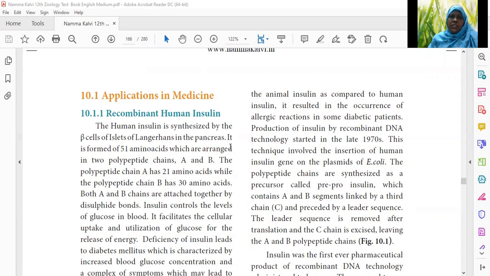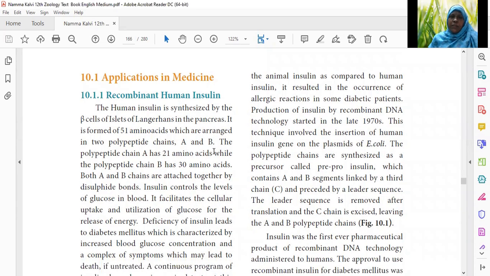There are two types of cells present in the islets of Langerhans, alpha cells and beta cells, and we learned about them in detail in our lower classes. The beta cells of the islets of Langerhans in the pancreas produce insulin. Insulin's work is to control our blood sugar. Insulin is composed of 51 amino acids.